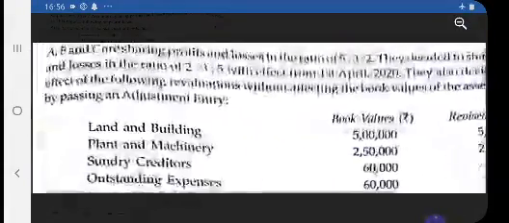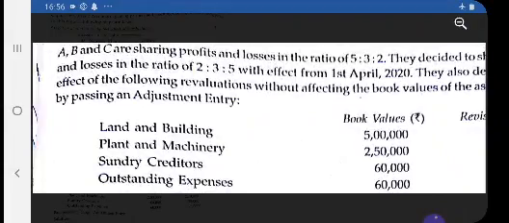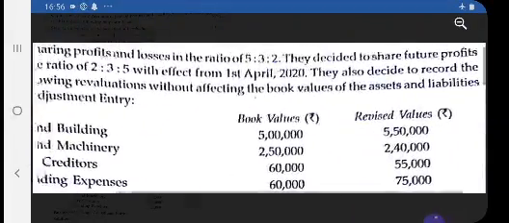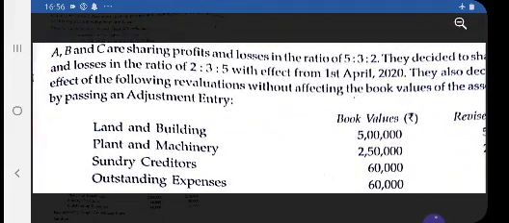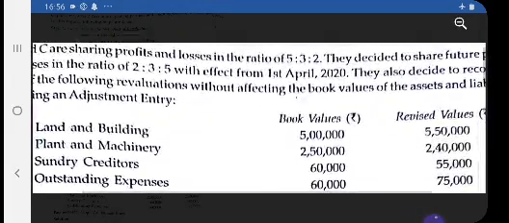They also decide to record the effect of the following revaluation without affecting the book value of assets and liabilities by passing an adjustment entry. It is quite clear which case will be followed in this question. You have to pass the adjustment entry. See, book value and revised values are given. Land and building 5 lakhs, revised value 5 lakh 50,000, then it is increased by 50,000. Plant and machinery 2 lakh 50,000, revised value is 2 lakh 40,000, then it is decreased by 10,000.